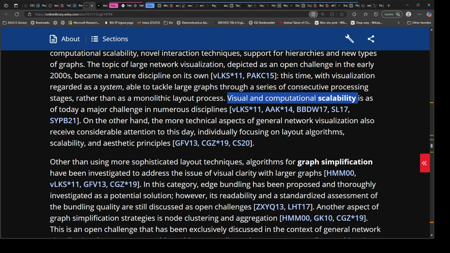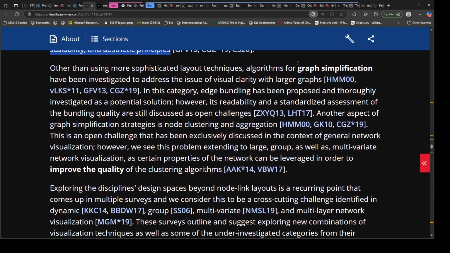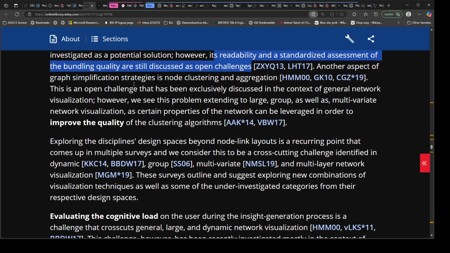On the other hand, the more technical aspects of general network visualization also receive considerable attention to this day, individually focusing on layout algorithms, scalability, and aesthetic principles, GFV 13, CGZ 19, CS 20. Other than using more sophisticated layout techniques, algorithms for graph simplification have been investigated to address the issue of visual clarity with larger graphs, OM00, VLKS 11, GFV 13, CGZ 19. In this category, edge bundling has been proposed and thoroughly investigated as a potential solution. However, its readability and a standardized assessment of the bundling quality are still discussed as open challenges, ZSEEK CA13, LHT 17. Another aspect of graph simplification strategies is node clustering and aggregation, MI00, GK10, CGZ 19.